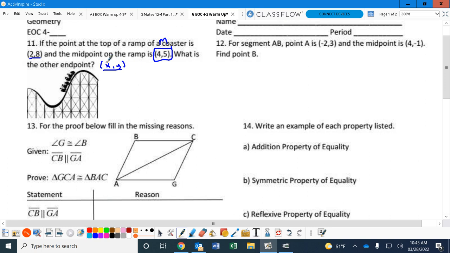You're going to start with the x's. It's going to be x plus the other x, which is 2, divided by 2, and it's going to equal whatever the x is in the midpoint, which in this case is going to be 4. The other half of the set of ordered pairs is going to be the y, and you're going to add it to the y that's in your other endpoint, so it's going to be y plus 8 divided by 2, and it's going to be equal to the y that is in your midpoint, which is the 5.